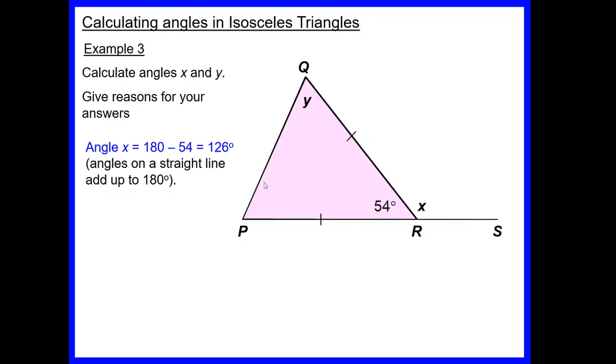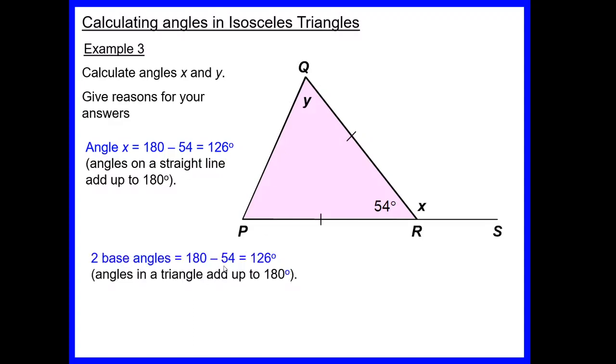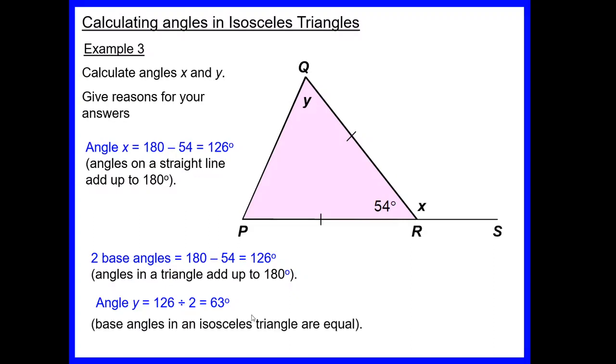So we've said that Y and this other angle here must be the two that are equal to each other. They're the base angles. So our two base angles are 180 minus 54, which is 126 degrees between them. So that's shared between Y and the other angle over here. Our reason, angles in a triangle add up to 180 degrees. So now to find Y, we need to divide our answer into two equal parts. So 126 divided by 2 means that Y is 63 degrees, and our reason, base angles in an isosceles triangle are equal.